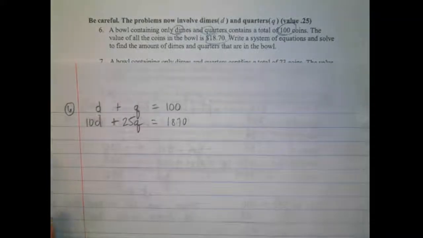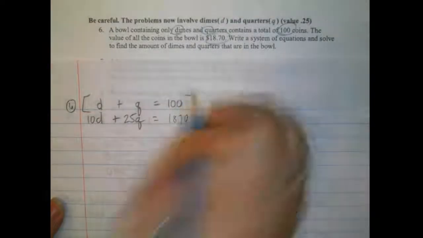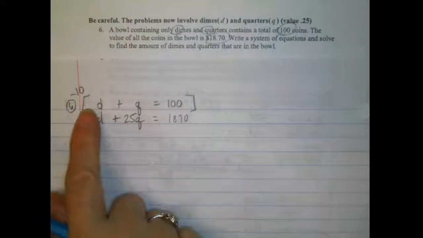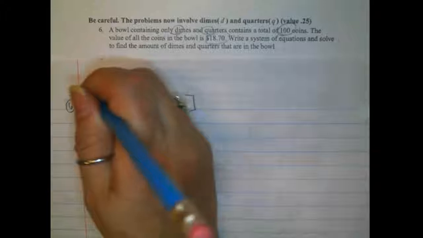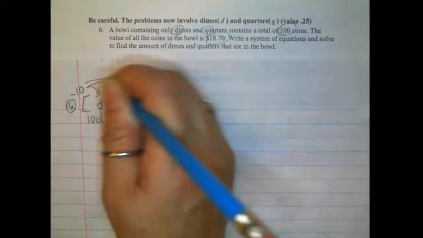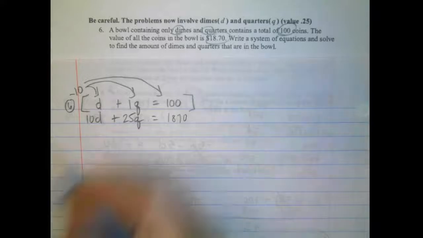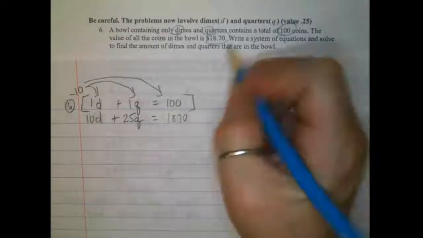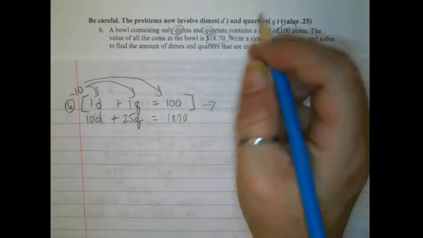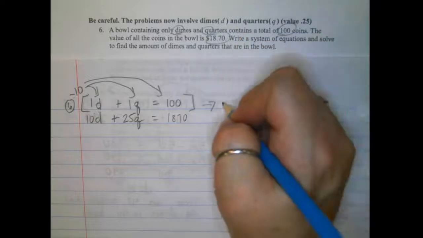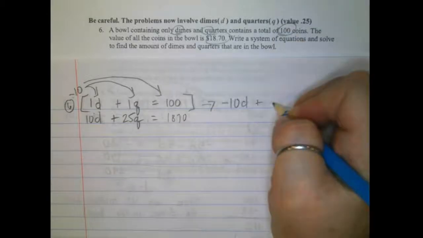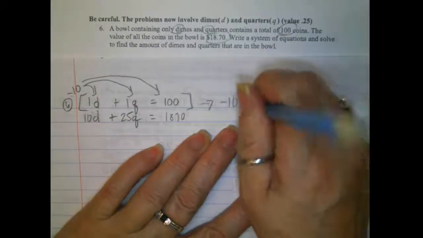What do we want to eliminate, dimes or quarters? Dimes, okay. So we're going to multiply that top row by what? Negative 10. Good, because we want that opposite sign, same digit. So I'm going to go ahead and do my arrows so that you guys don't forget that we are multiplying everything. So what is negative 10 times 1D? Negative 10D. What is negative 10 times 1Q? It becomes minus 10Q.